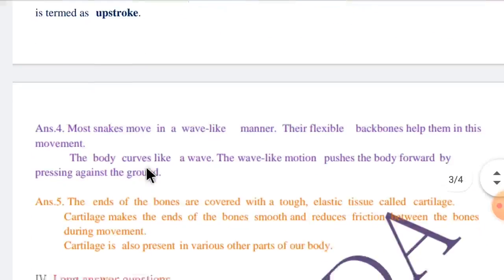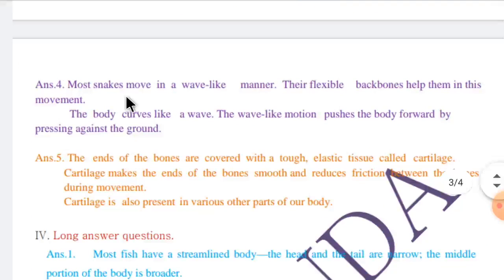Let's see the next. Fourth one is how does snake move? So most snakes move in a wave-like manner. Their flexible backbone helps them in this movement. The body curves like a wave. The wave-like motion pushes the body forward by pressing against the ground.